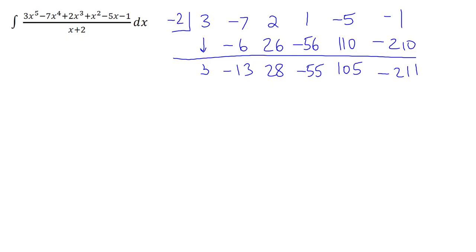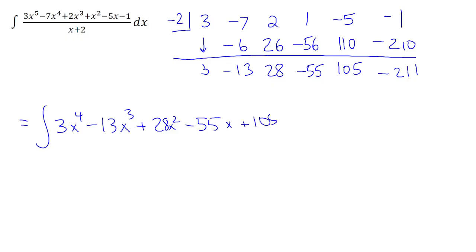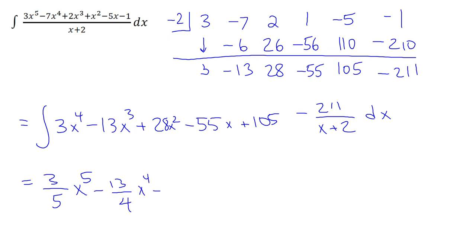So we just end up with the integral dropping down by 1 power of 3x to the 4th minus 13x cubed plus 28x squared minus 55x plus 105 minus our remainder of 211 over the original denominator of x plus 2. And using the power rule, we get 3/5 x to the 5th minus 13/4 x to the 4th plus 28/3 x cubed minus 55/2 x squared plus 105x.